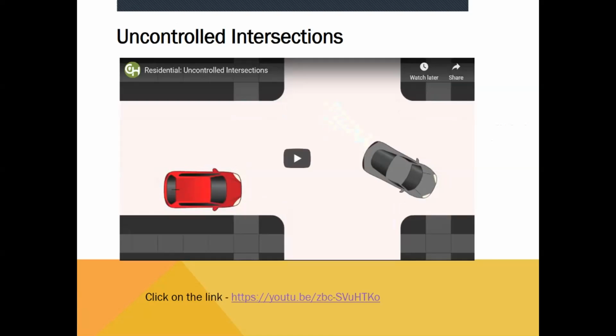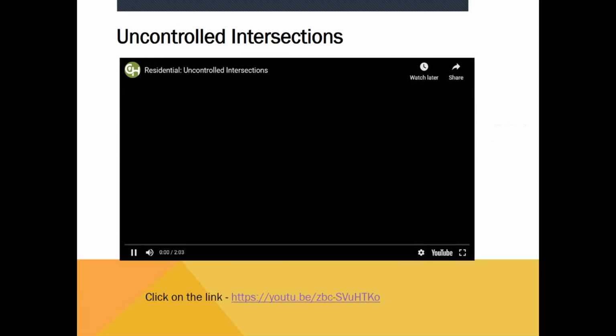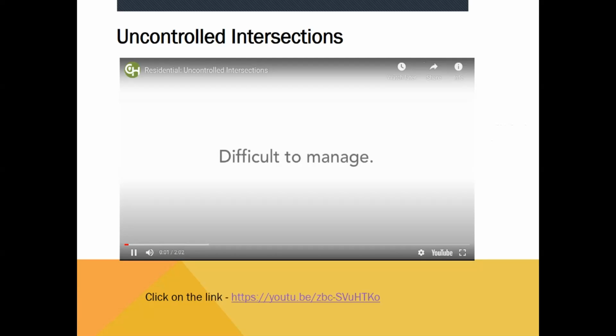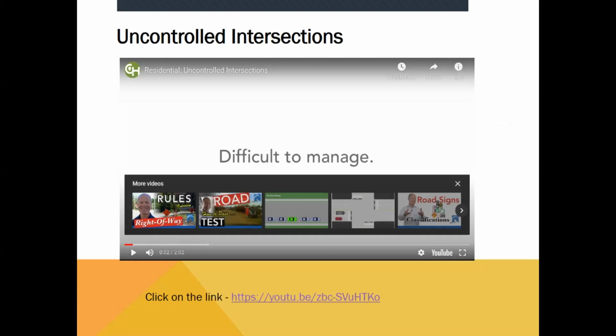So here's another video that just shows how things go through an uncontrolled intersection. Oh wait, this might be the same video, hold on. No, so this one is, we talked specifically about the right of way and who has the right of way, but here is also another video that demonstrates how to manage those uncontrolled intersections. And as a reminder, uncontrolled intersections mean they're not controlled by traffic lights or any traffic signs.